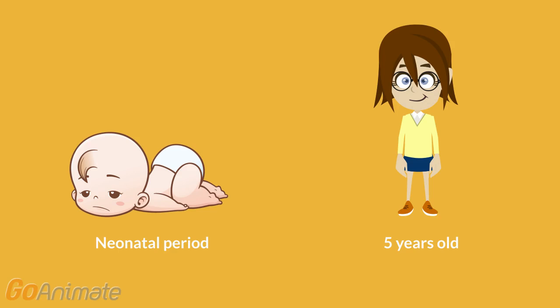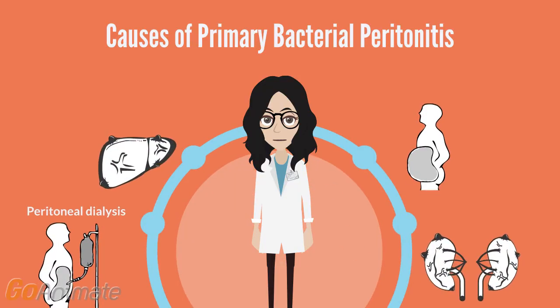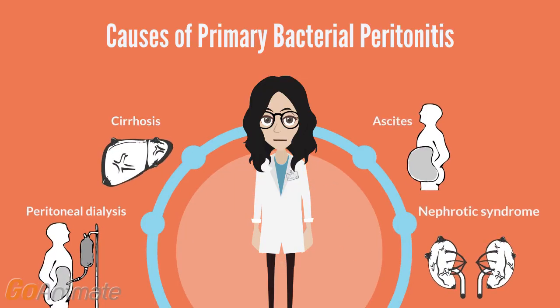It's interesting to mention that there are two peak ages for spontaneous bacterial peritonitis in children, one in the neonatal period and the other at the age of 5 years. So since I talked about different classes of peritonitis, I should mention that the causes differ from class to class. The causes of primary bacterial peritonitis could be due to peritoneal dialysis, cirrhosis, ascites, or nephrotic syndrome.